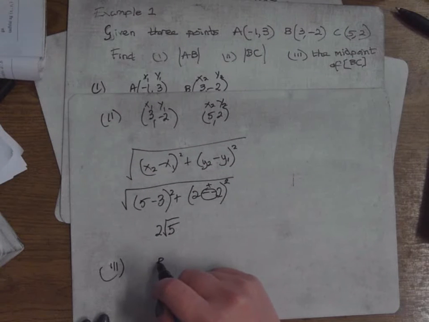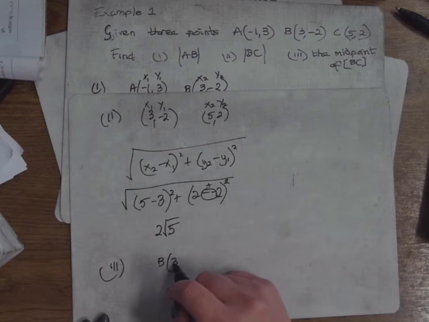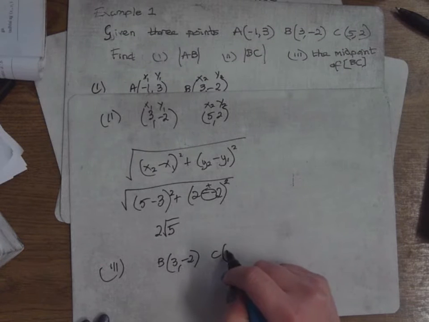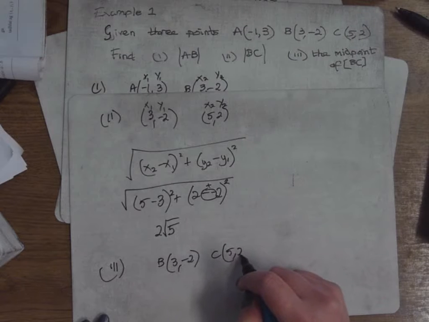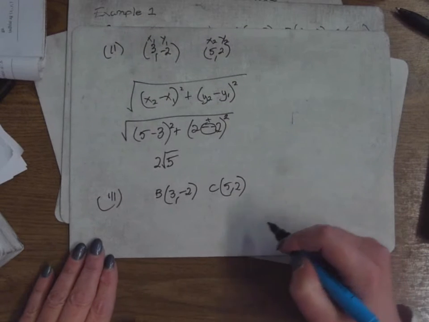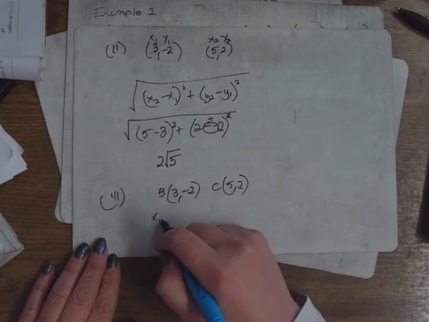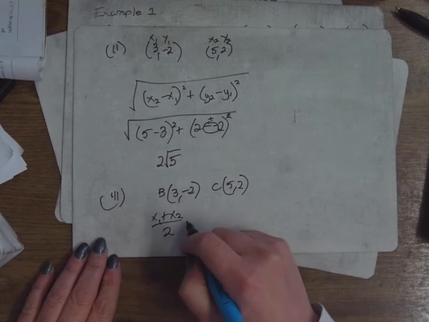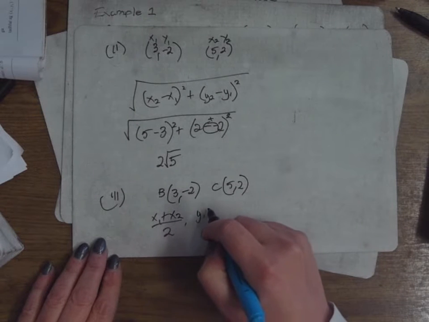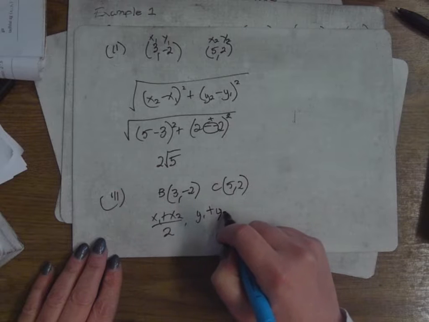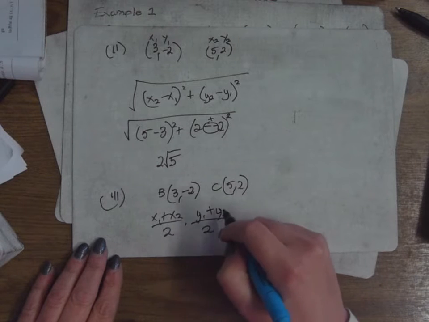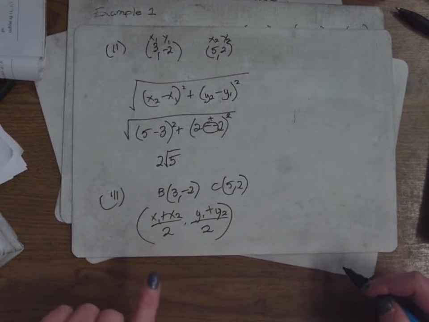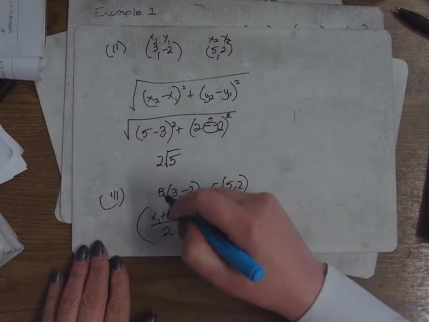Okay, part 3 is the midpoint of BC. So that means I'm using point B, which is 3, minus 2, and I'm using point C, which is 5, 2. Midpoint formula, x1 plus x2 over 2, y1 plus y2 over 2. Right, this is the only formula where you can't put the whole lot into the calculator together. You have to do the first half and the second half.